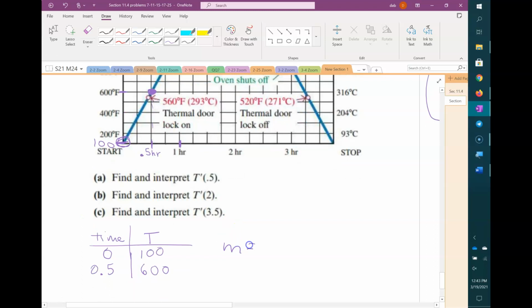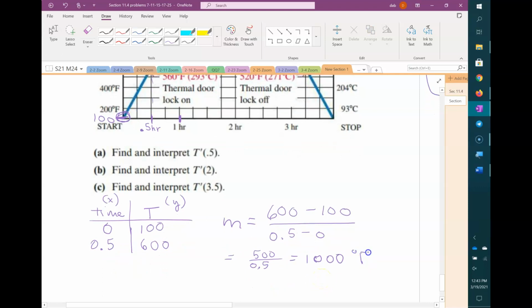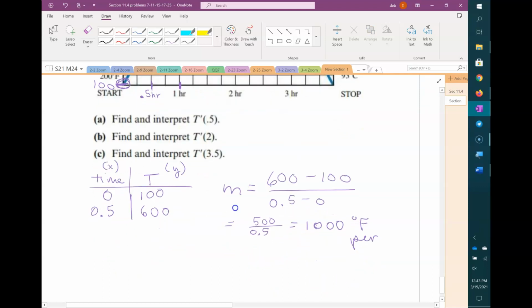So the slope of that line is the second y minus the first y, this is playing the role of y, over the second x minus the first x. So I'm going to have 500 over 0.5, and that's 1,000. Then the units on slope are units of y, so degrees F, per units of x, hour.